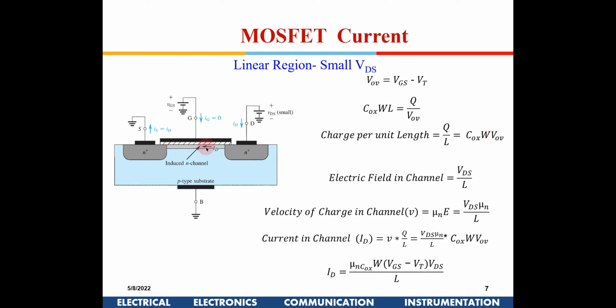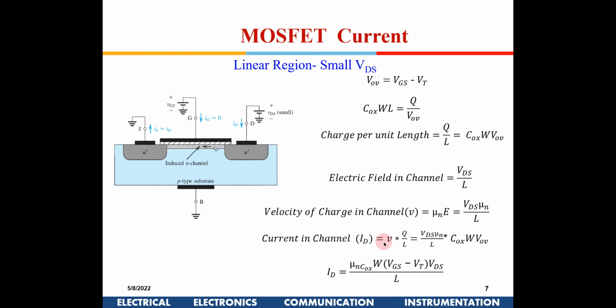And then, what is the electric field? Electric field is VDS by L. We are applying a drain voltage here, and this is the source voltage, so the electric field set across here will be VDS divided by L. The velocity of an electron, in this case it is an electron, will be given by mu n into E, where E is the electric field. Now for E I substitute this, so I get this value. Mu n E is equal to this.